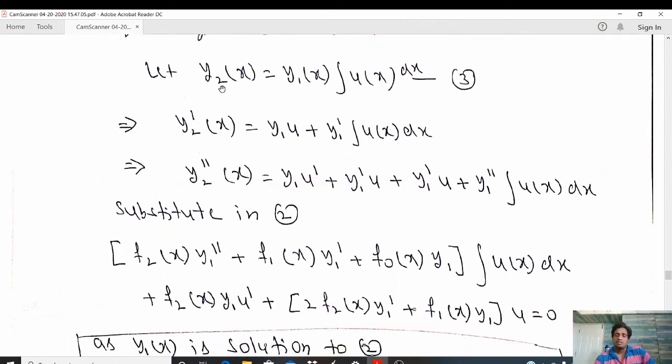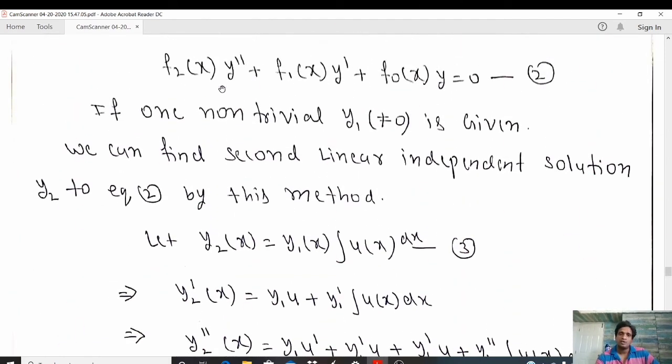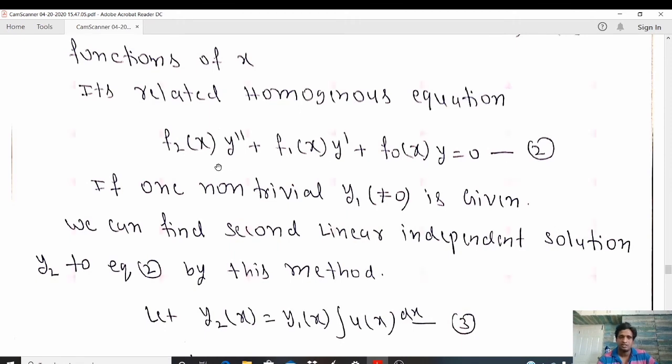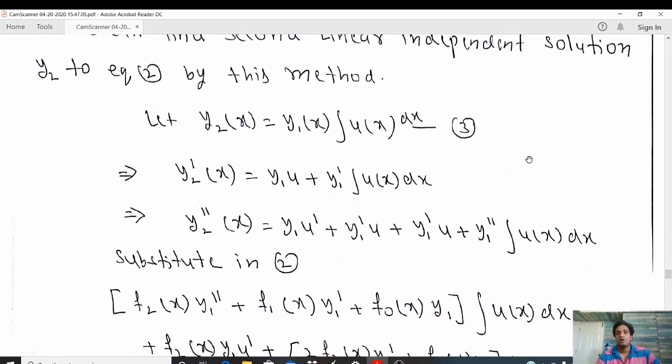Here see, y2(x) is also a linearly independent solution. That means y2(x) also satisfies this equation. So y2(x) satisfies this equation means we have to find y2 double dash and y2 dash, and y is already given. So we find all these values and substitute in equation 2. Then we'll get the integration u(x) value.